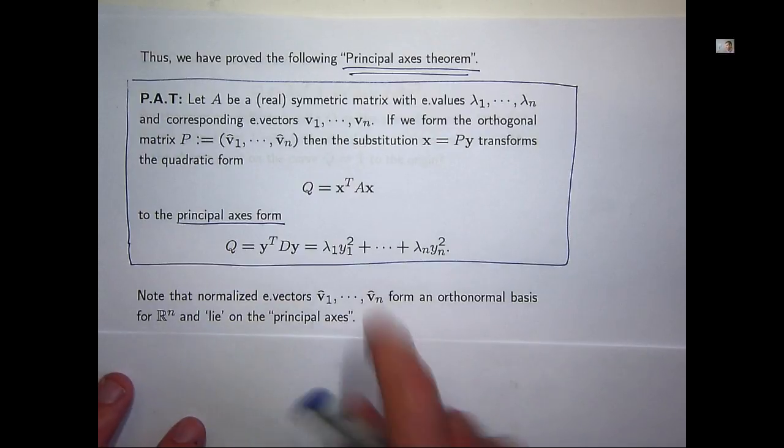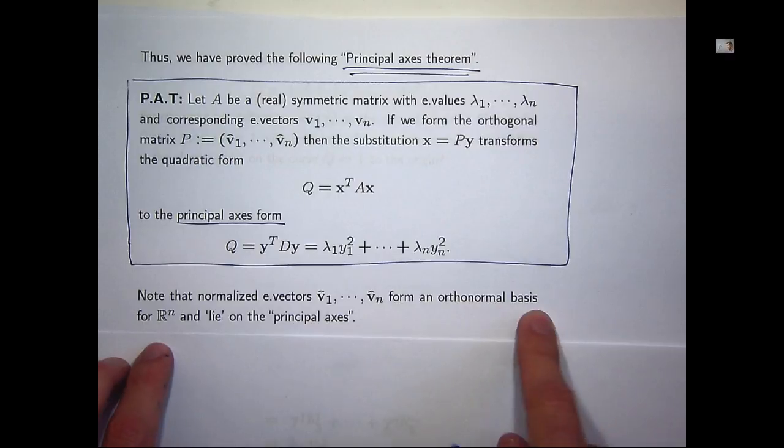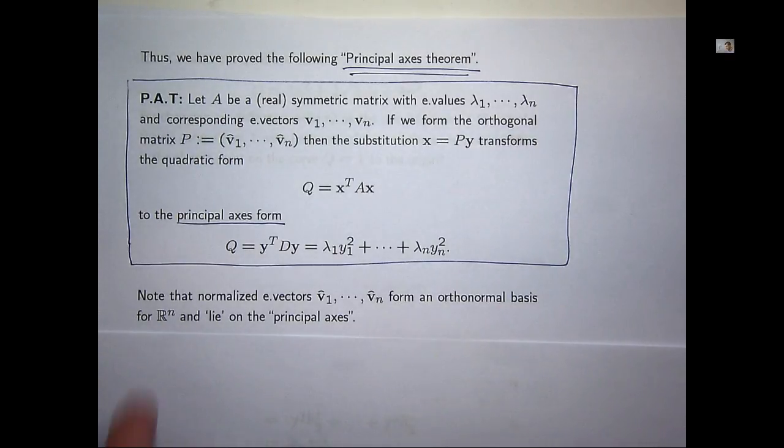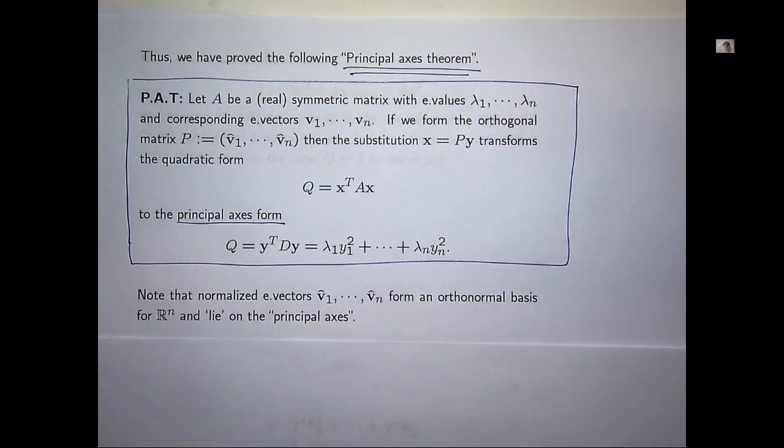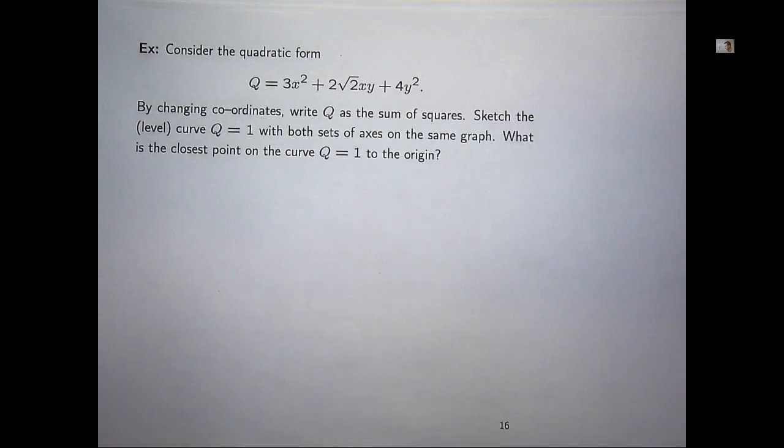In addition, these normalized eigenvectors form a basis for whatever space we work in, R squared or R cubed, that lie on the principal axes. So if you sketch in, say, your eigenvectors and then extend them as axes, they'll just form a new set of axes, principal axes.